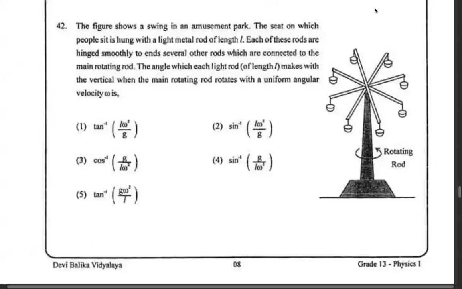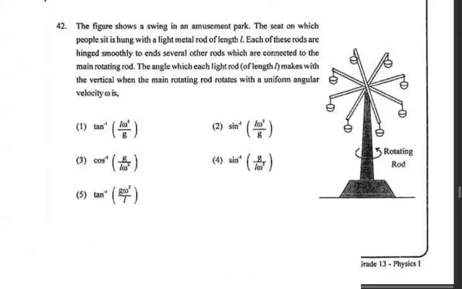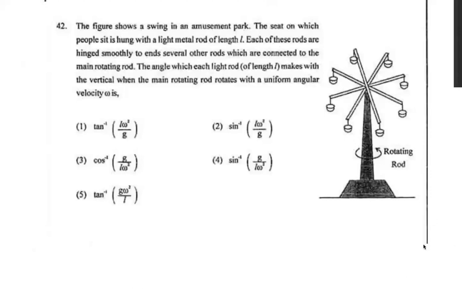Question number 42. Let's see what this is about. The figure shows a swing in an amusement park. The seat on which people sit is hung with a light metal rod of length L. Each of these rods are hinged smoothly to ends of several other rods which are connected to the main rotating rod. The angle which each light rod of length L makes with the vertical when the main rotating rod rotates with a uniform angular velocity omega. What is that?